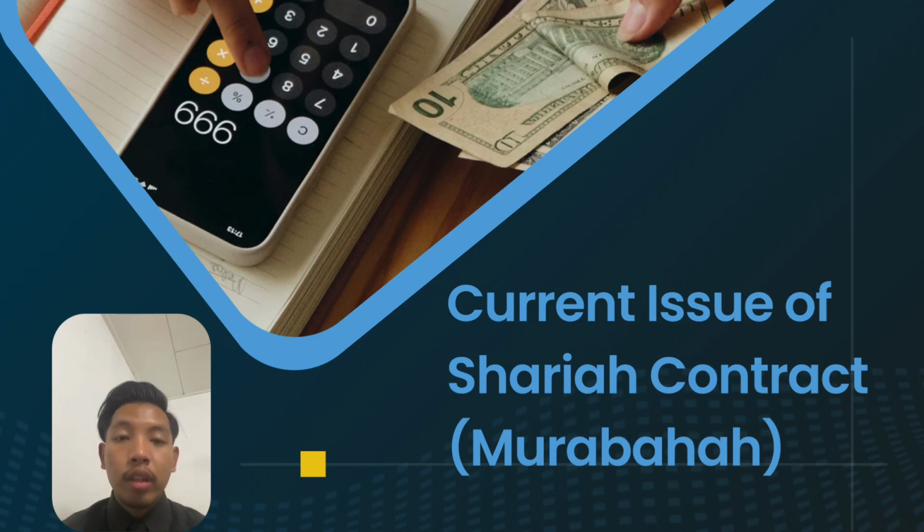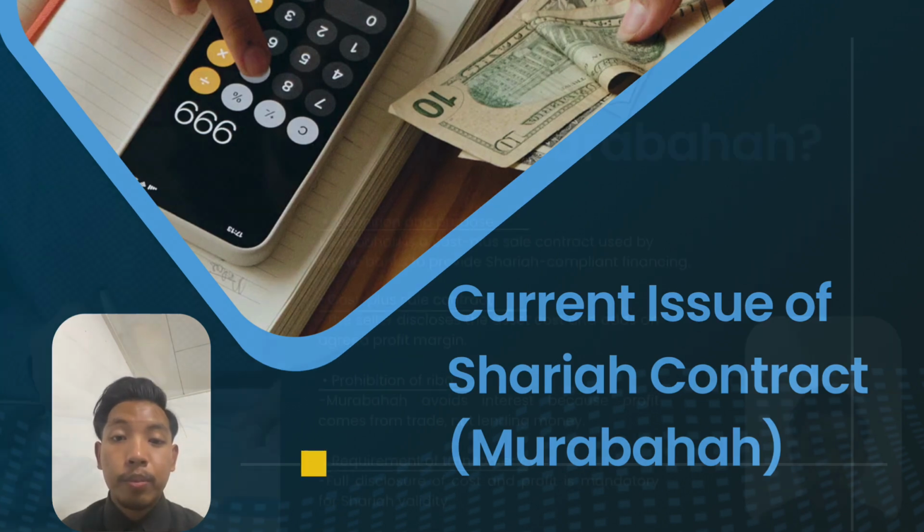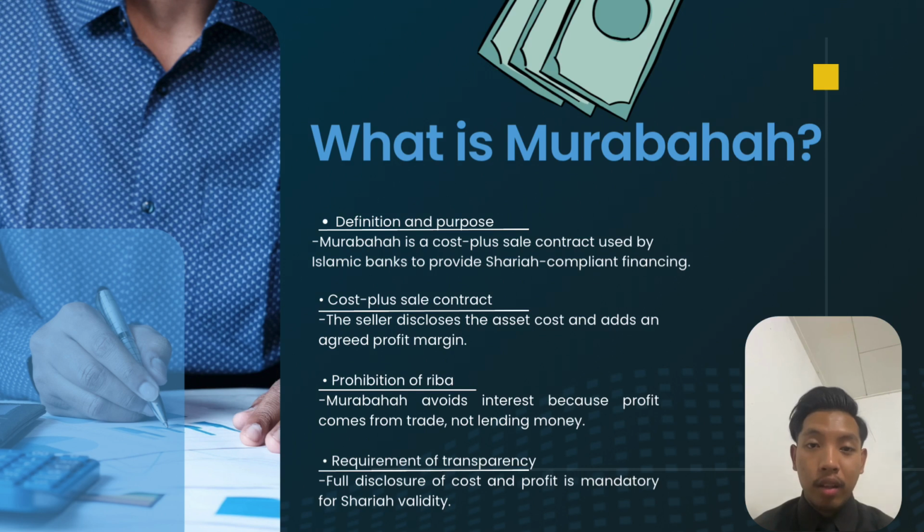Today I will be presenting on the Murabahah contract, which is one of the most commonly used Sharia contracts in Islamic finance. The main purpose of this presentation is to explain the basic concept of Murabahah, how it is applied in Islamic banking, the key regulatory challenges surrounding its implementation, and finally, to share my personal view on its relevance in today's financial system.